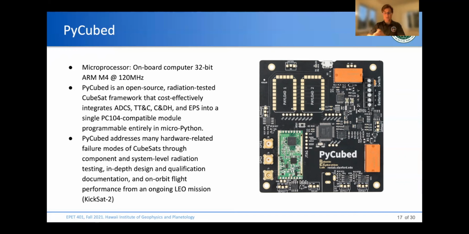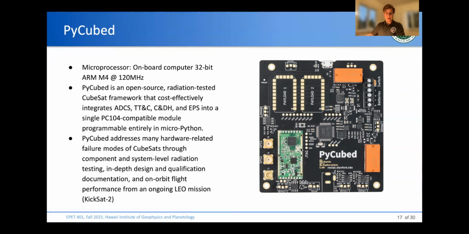So it depends on your application. The PyCubed is open source, so that's one reason why we're interested in it. It's been radiation tested, and it includes several functions in this little board: the ADCS, telemetry and control, and EPS, or power system. These functions are all condensed into a single board, which saves a lot of space for our CubeSats.